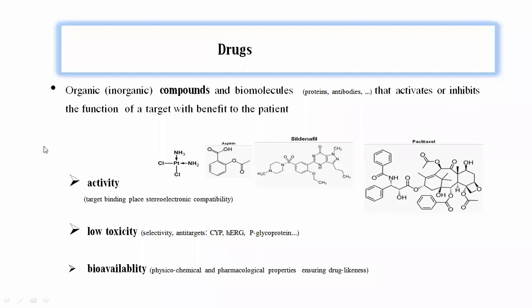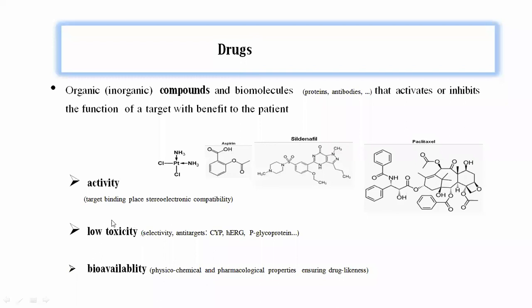What is that activity? The activity belongs to a target binding place, and the word is very important: stereo electronic compatibility. So the drug molecule, where it is going to act on the target cell for the benefit of the patient, is going to show the binding type of stereo electronic property with that binding site. Then and only then is the drug molecule going to show the activity.